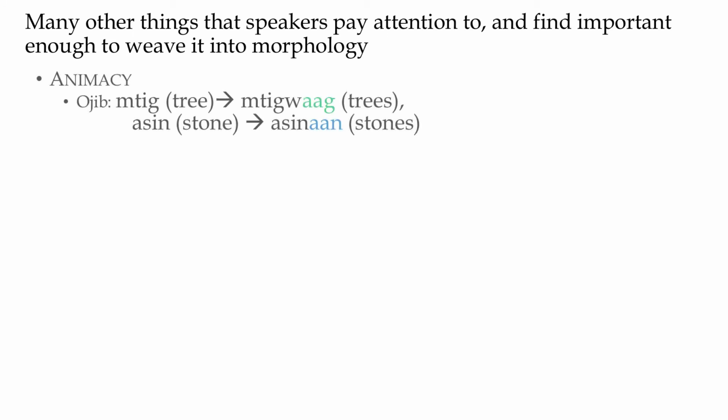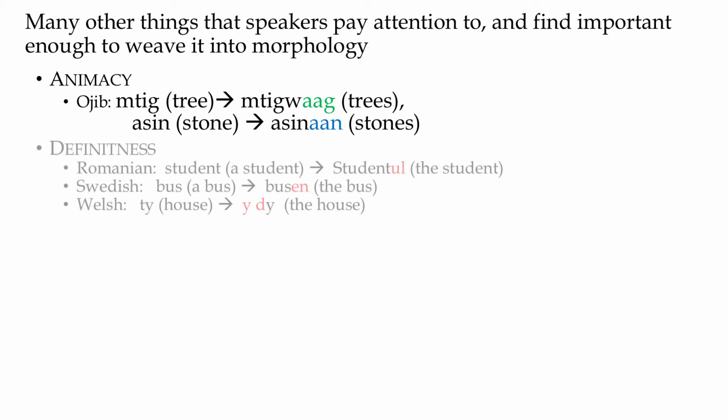A lot of languages will distinguish between animate and inanimate objects. So like in Ojibwa, mtig is tree, mtigwag is trees. This is the ending for animate plurals, plurals of living things. Asin is stone and asinan is stones. This is the plural for non-living things. You can think of this in Spanish. I can say yo veo la catedral, I see the cathedral, but I'd have to say yo veo a mi abuelo, I see my grandfather. I need the a in front of it to show that it's a living thing that I'm seeing.